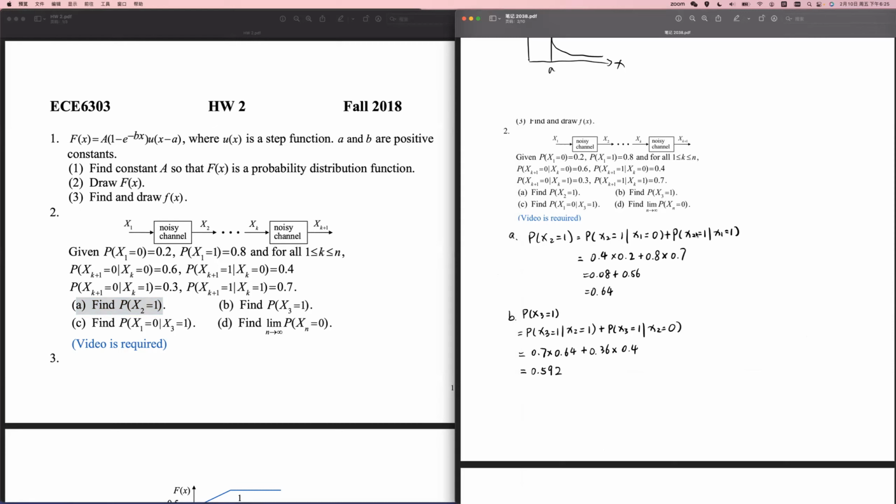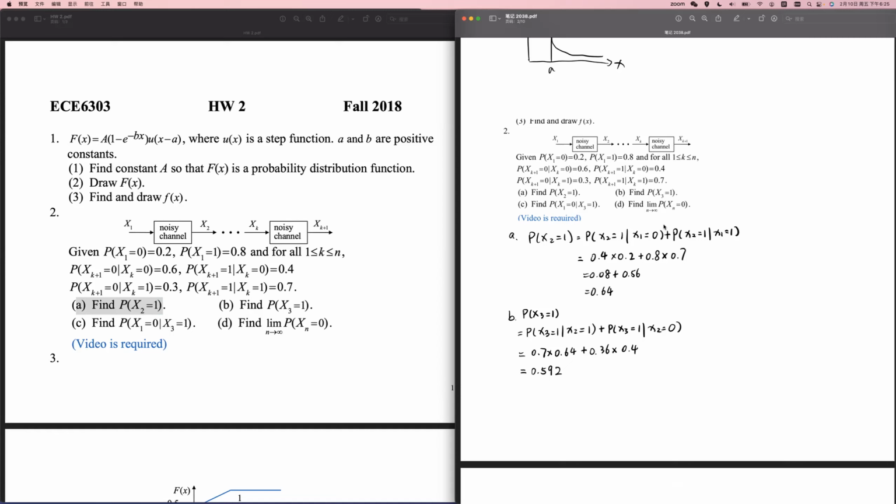That is given x1 equals 0 and x2 equals 1, and given x1 is 1 and x2 equals 1. So I just need to solve the probability of these two parts and combine them. It should be the final result.